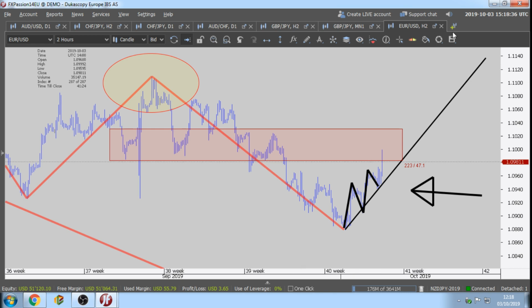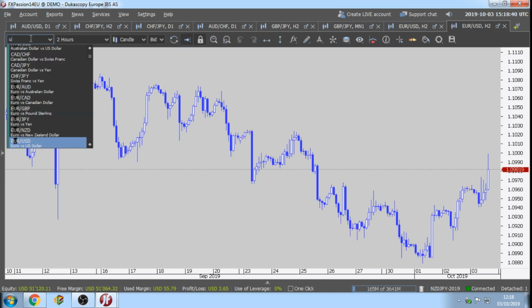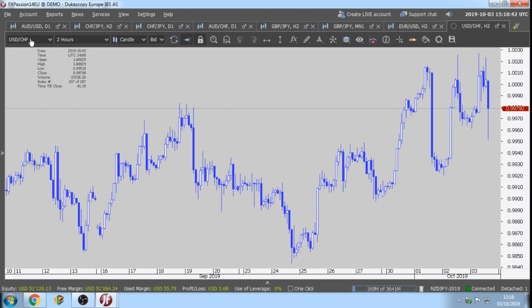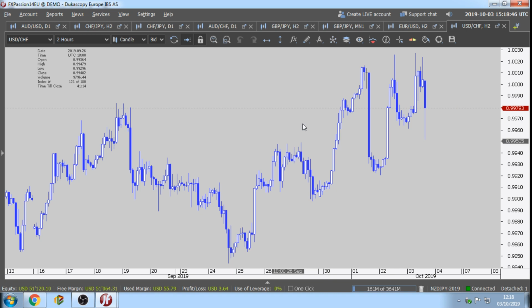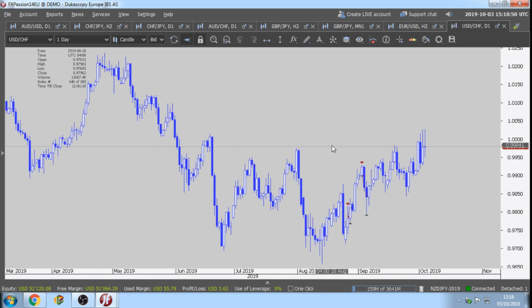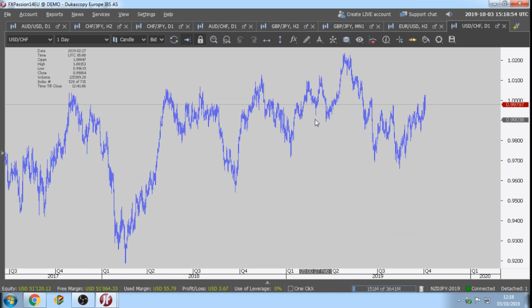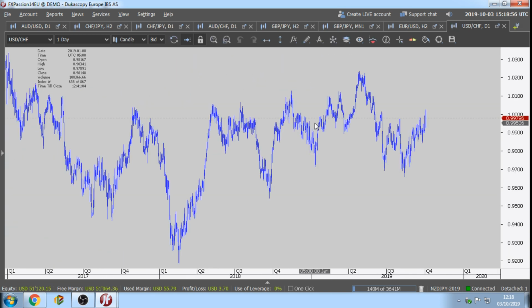Okay, one of my favorites. We are talking about the dollar USD CHF. It's one of my favorite pairs. No, I'm not married to this pair. No sir. But this is one of my favorites. It's a no-brainer. It's easy to trade.